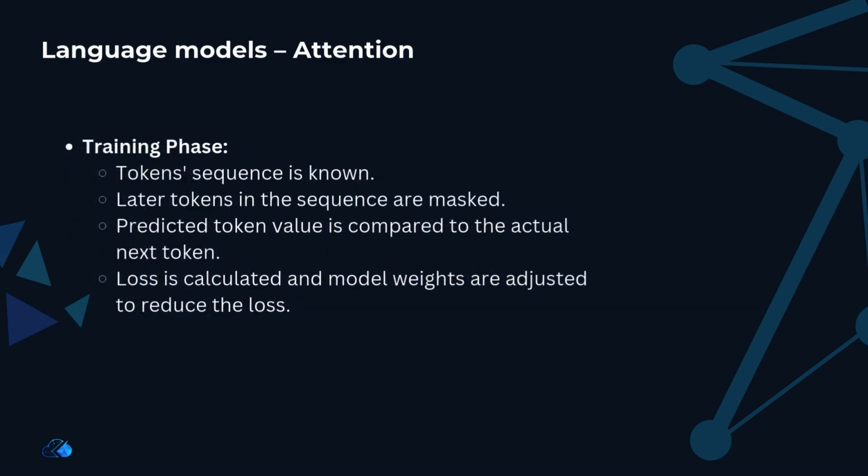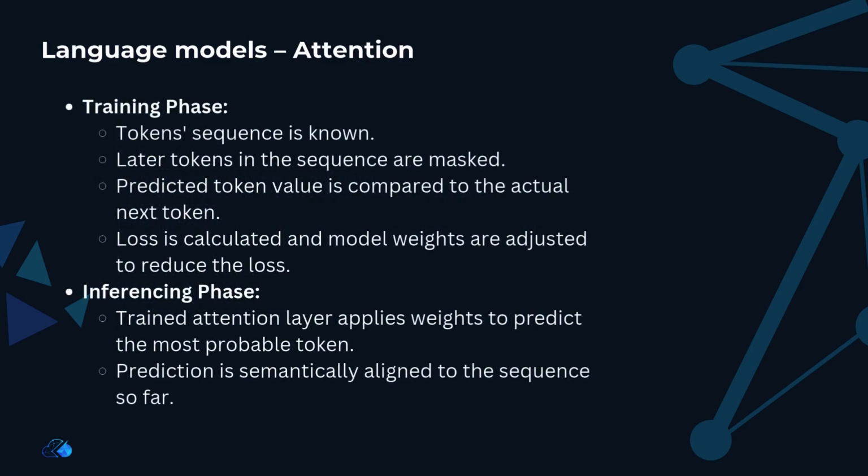Keep in mind, during training, the actual sequence of tokens is known. We just mask the ones that come later in the sequence than the token position currently being considered. As in any neural network, the predicted value of the token vector is compared to the actual value of the next vector in the sequence, and the loss is calculated. The weights are then incrementally adjusted to reduce the loss and improve the model.